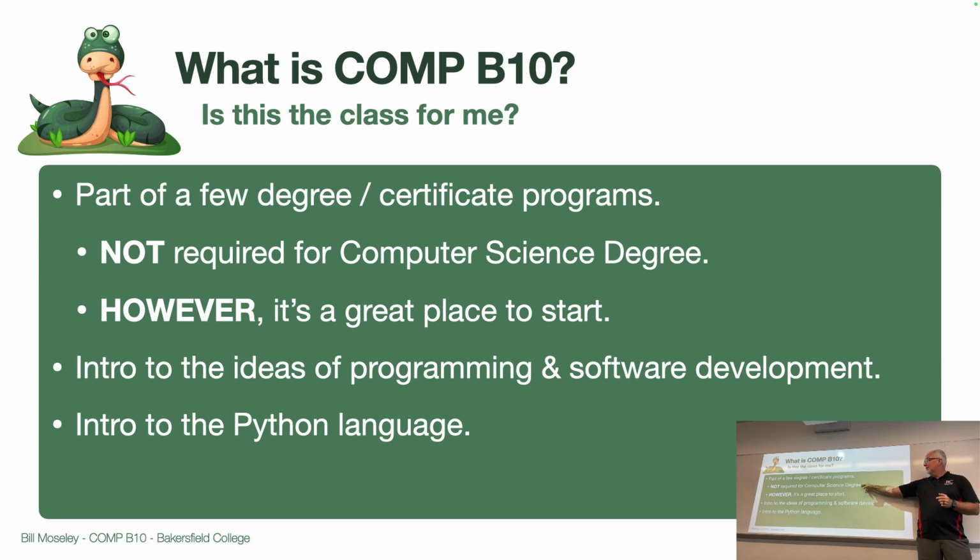This is not required for the computer science degree. A lot of people think it is because it sort of fits in that sequence of 11, 12, 13, 14, which are the four classes that you take for computer science. It is, however, a part of other degree programs, including industrial automation, web development, and a few others. It's also, in my opinion, one of the more valuable coding classes that you can learn at BC in terms of actual value that you can take away and use.